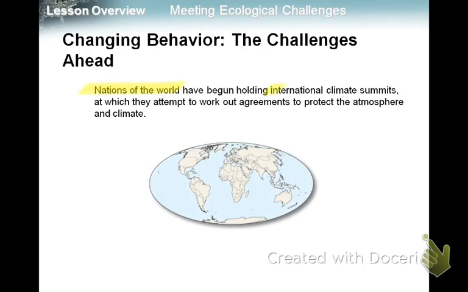Nations of the world have been holding international climate summits. They attempt to work out agreements to protect the atmosphere and climate. So the big question at this point, where do we go from here? How do we change this for you guys and for the future of our world?